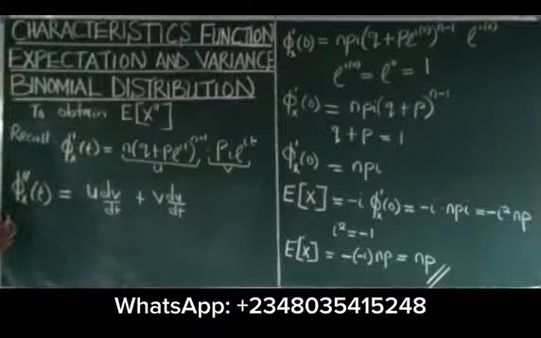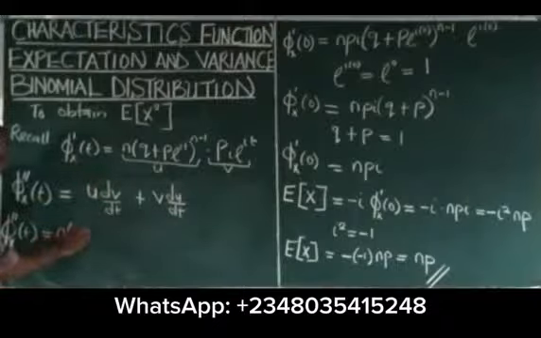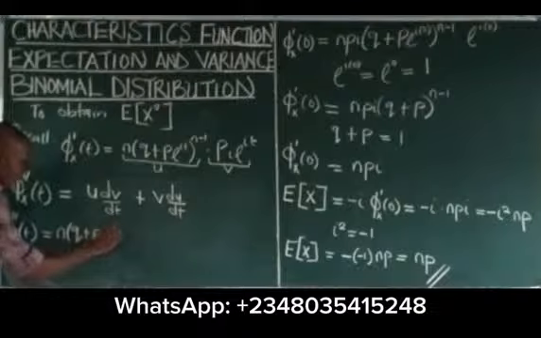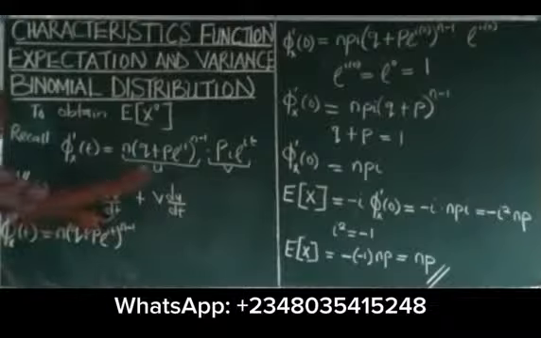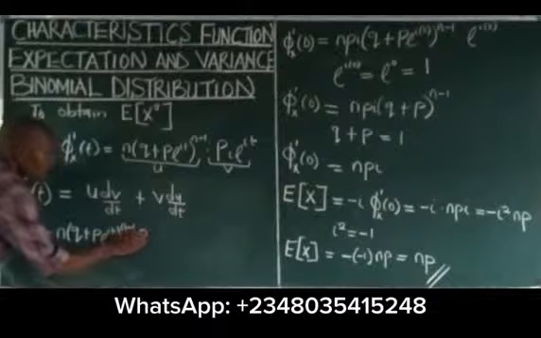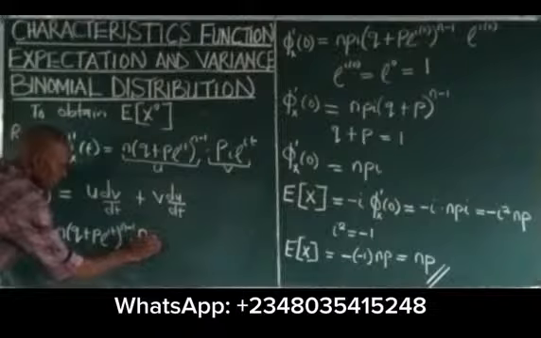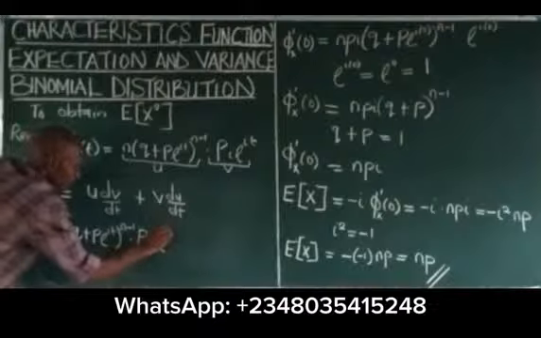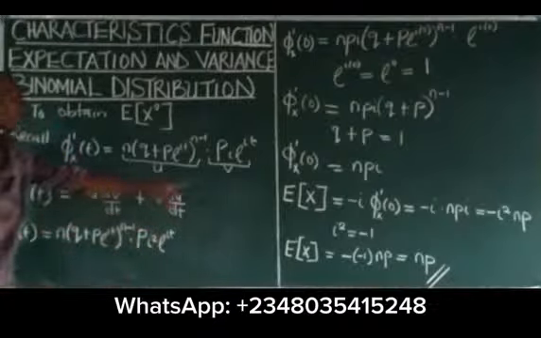It then means that our characteristic function will be equal to u. U, we bring it here: n into (q plus p exponential it) raised to the power of n minus 1. This is our u. The dv over dt, that means we differentiate this. The dv over dt will have p, this becomes i squared because i will come down, then we have exponential it. We succeeded in differentiating this.